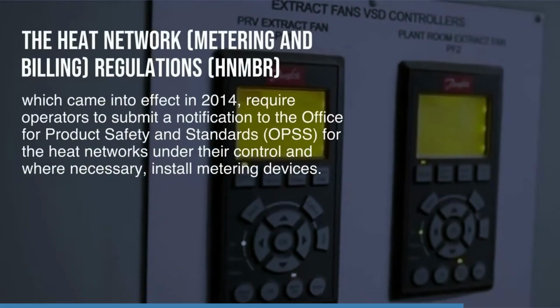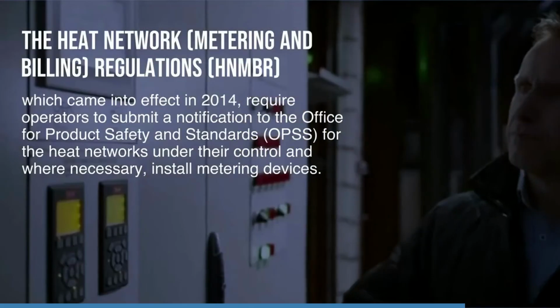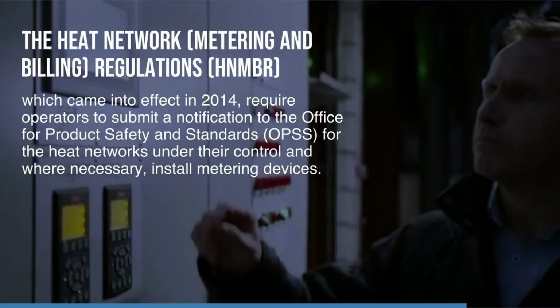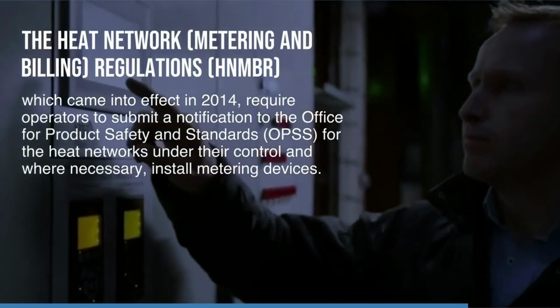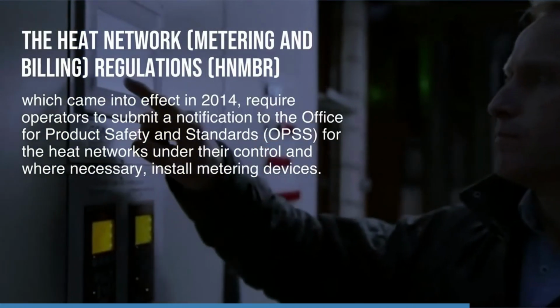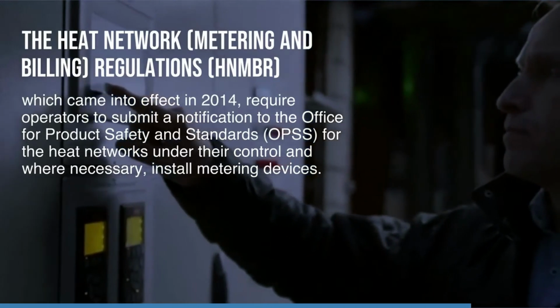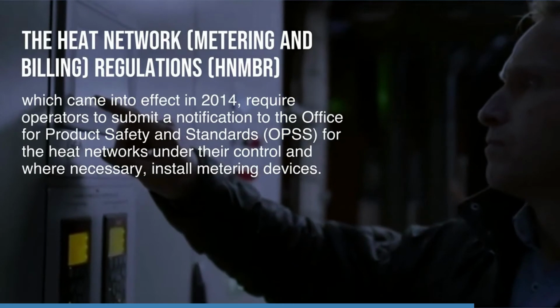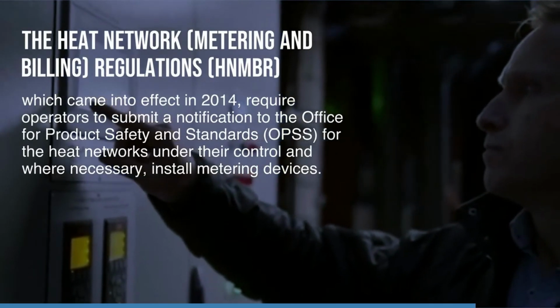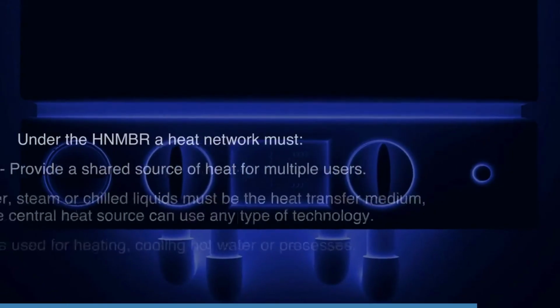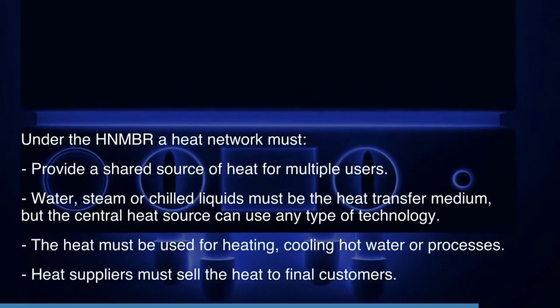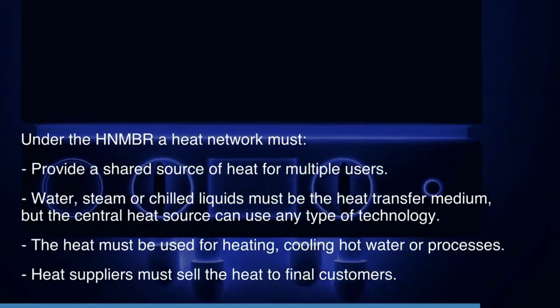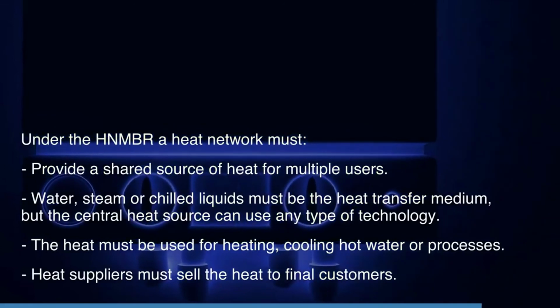The Heat Network, Metering and Billing Regulations, HNMBR, which came into effect in 2014, require operators to submit a notification to the Office for Product Safety and Standards, OPSS, for the heat networks under their control and, where necessary, install metering devices. Under the HNMBR, a heat network must provide a shared source of heat for multiple users.